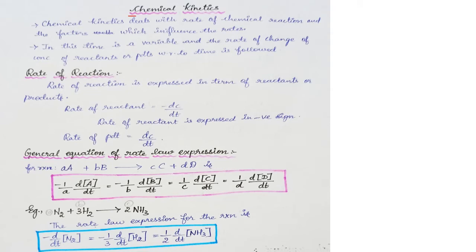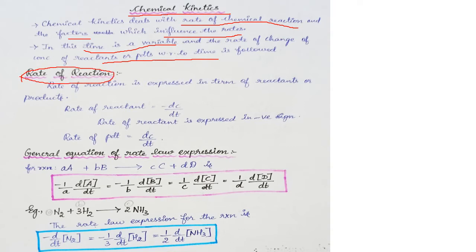Now we are going to see a small thing about what is chemical kinetics. That is, chemical kinetics deals with rate of chemical reaction and the factors that influence the rate. Then in chemical kinetics, time is a variable and the rate of change of concentration of reactants or products with respect to time is considered. Then we are going to see what is rate and how we can express the rate of a reaction.